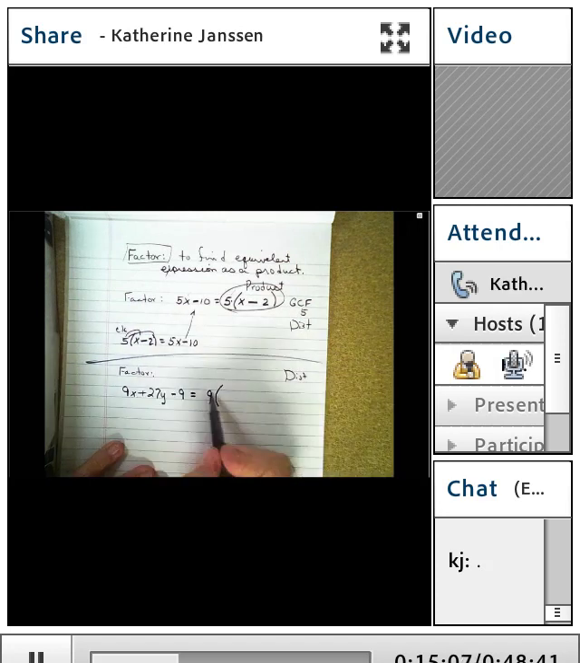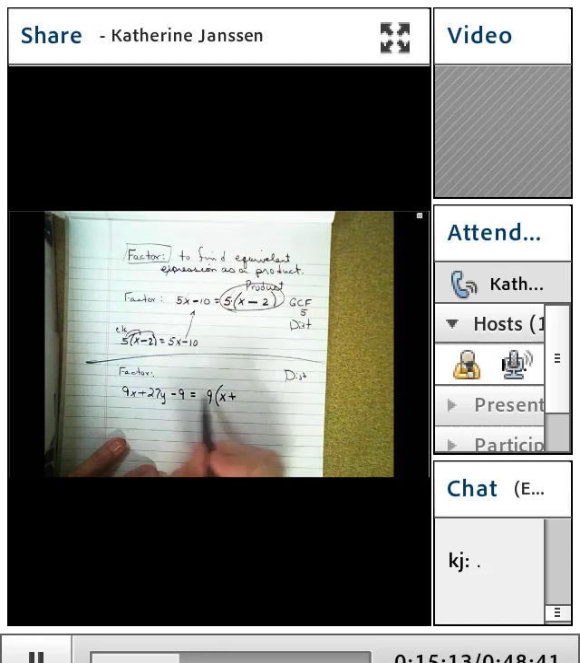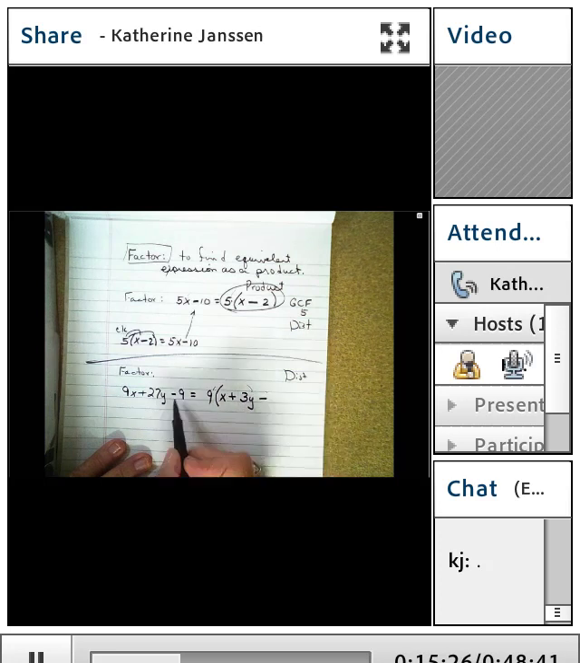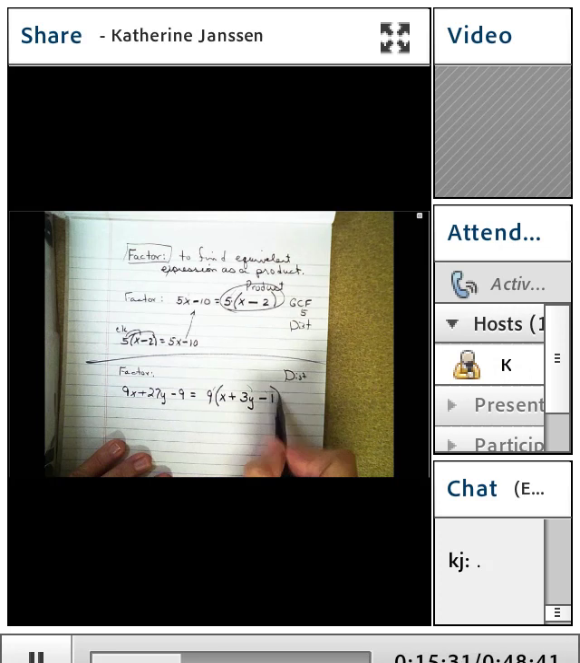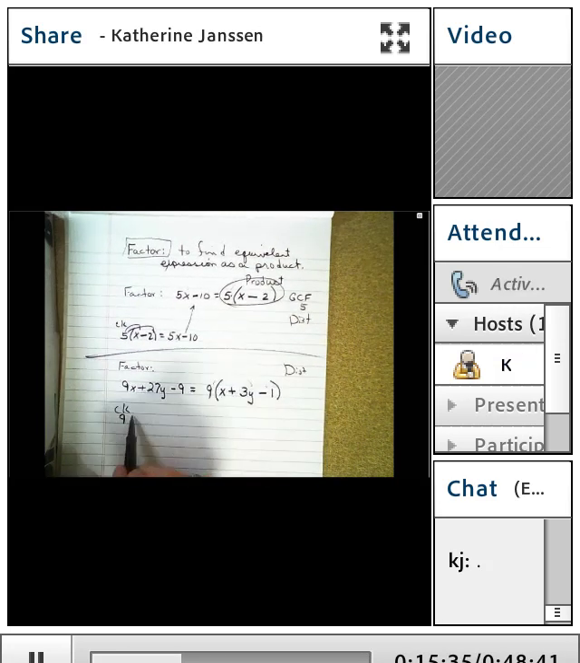9 times what would give me the first term, 9x? Pick up your sign. 9 times what would give me 27y? 27y would be 3y. And distribute 9 times the last term would give you, pick up your sign, 9 times what would give you 9? That'd be 1. So 9, and we can check, 9 times x plus 3y minus 1.